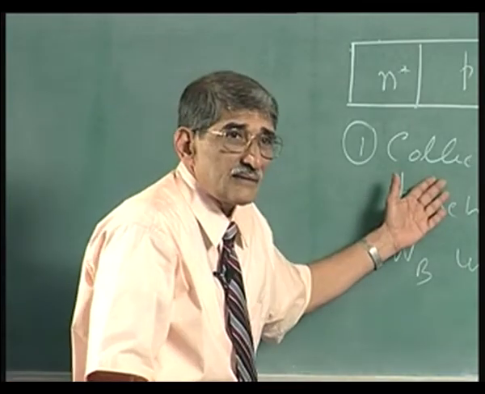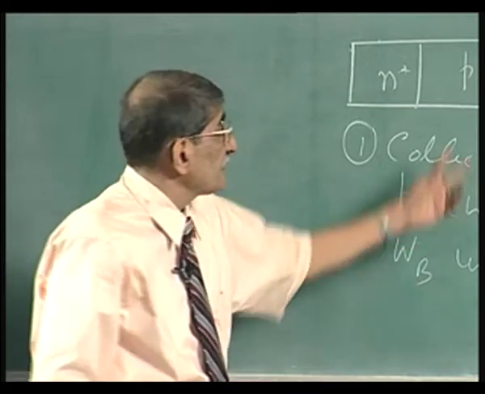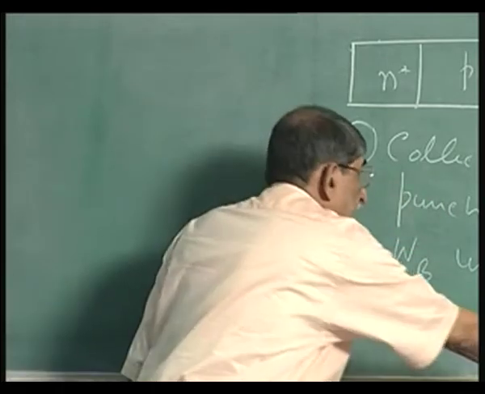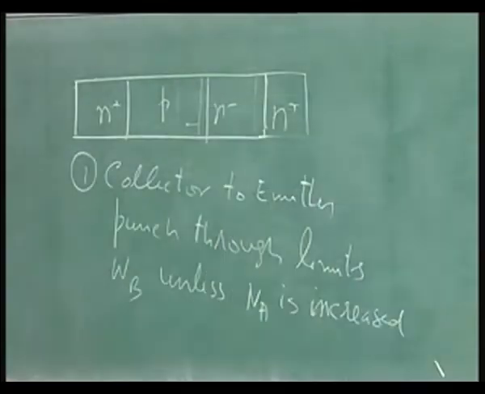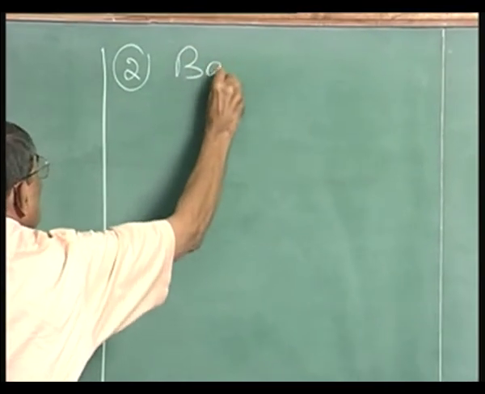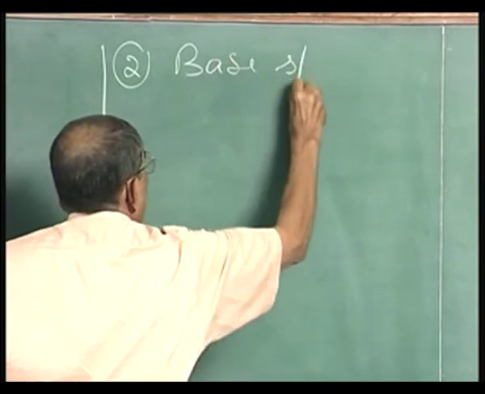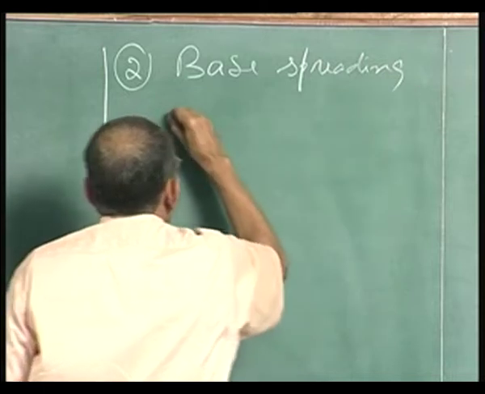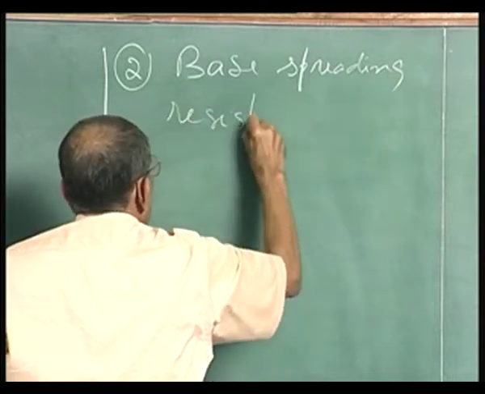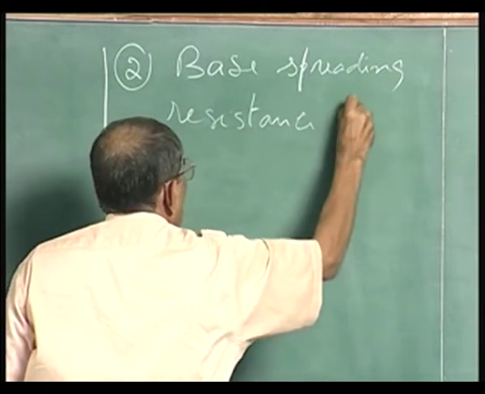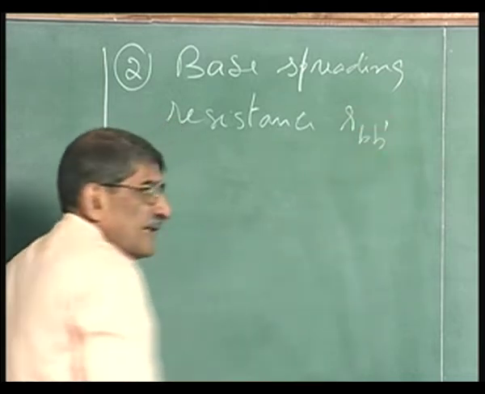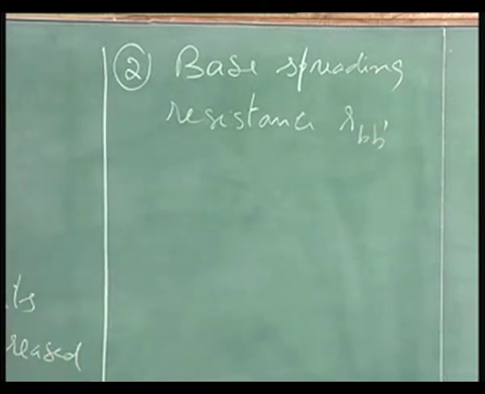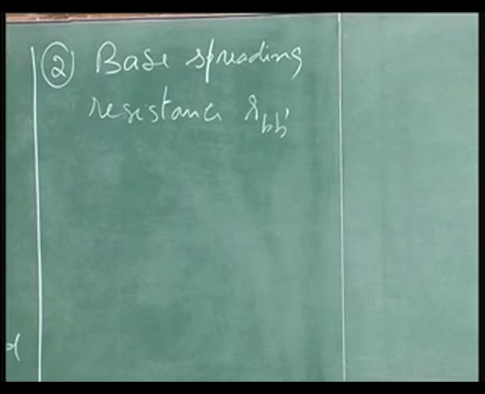What other parameters are there? The other parameter that gets affected is the second one, the base spreading resistance, usually given by the symbol RBB dash. Just to note that B dash is some intrinsic point.